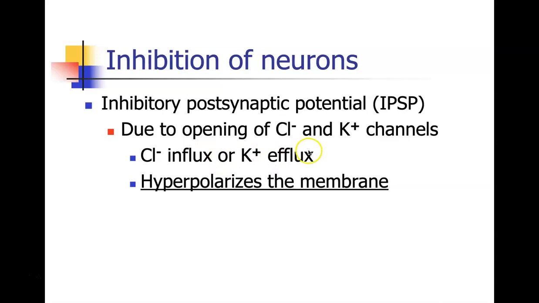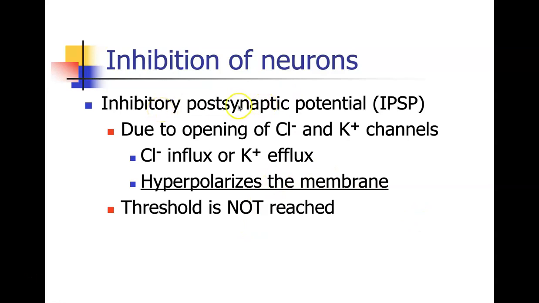Or you can have neurotransmitters open potassium channels. When you open potassium channels, this positive potassium ion will leave the cell, efflux, and both of those will hyperpolarize or bring down the potential of the membrane, make it more negative. When this happens, then threshold's not reached. So our postsynaptic cell will be less likely to fire. It will not have an action potential. It will be inhibited by either the influx of chloride or the efflux of potassium.